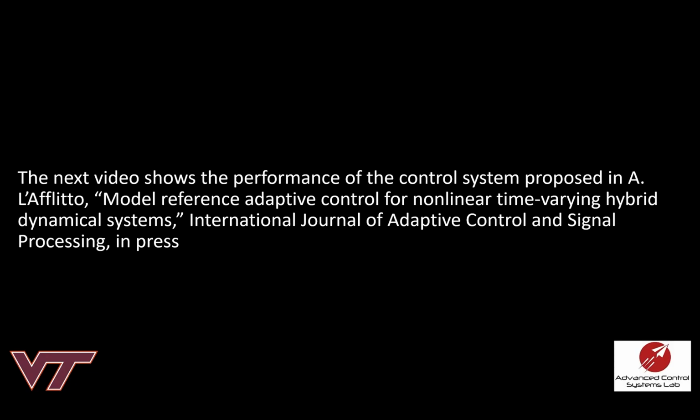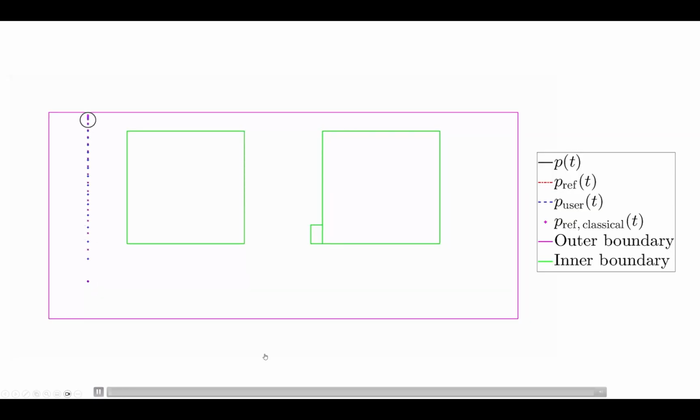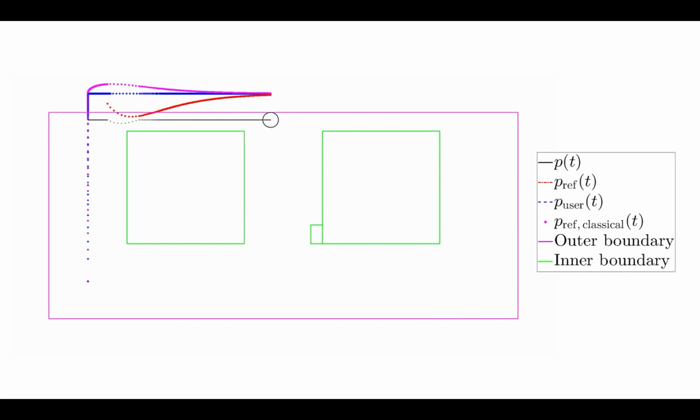The next video shows the performance of the control system proposed by Dr. Lafleto in his paper, Model Reference Adaptive Control for Nonlinear Time-Varying Hybrid Dynamical Systems, published in the International Journal of Adaptive Control and Signal Processing. The maze is set up the same way, with the outer boundaries represented by solid pink lines, with the inner boundaries represented by solid green lines.